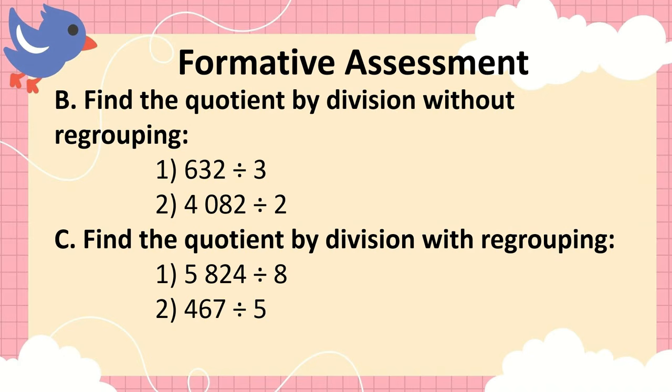Letter B, find the quotient by division without regrouping. Number 1, 632 divided by 3. 2, 4,082 divided by 2. C, find the quotient by division with regrouping. 1, 5,824 divided by 8. 2, 467 divided by 5.